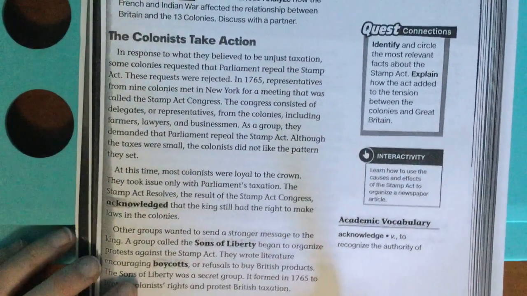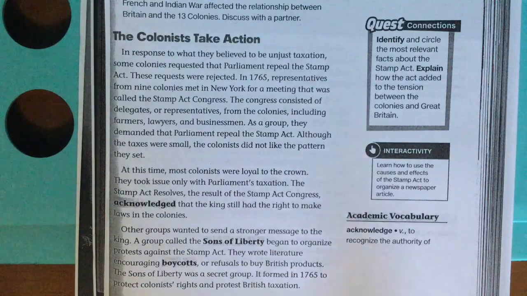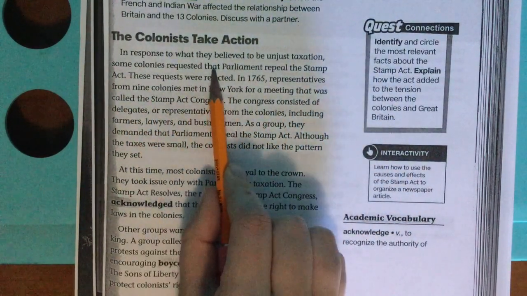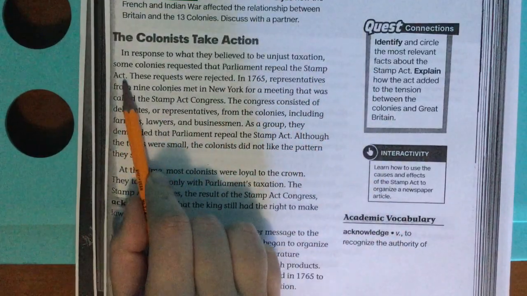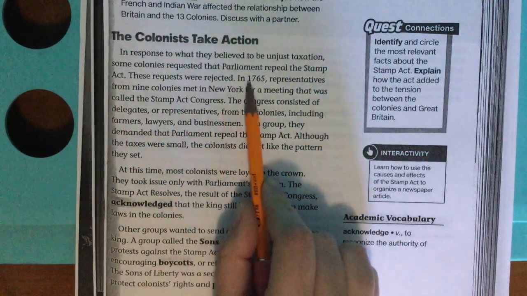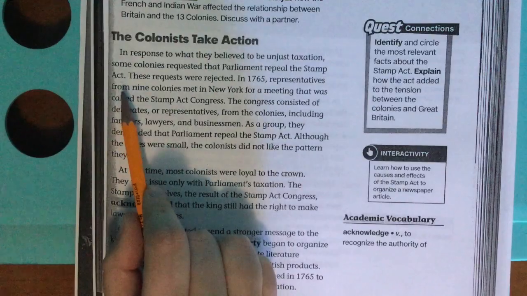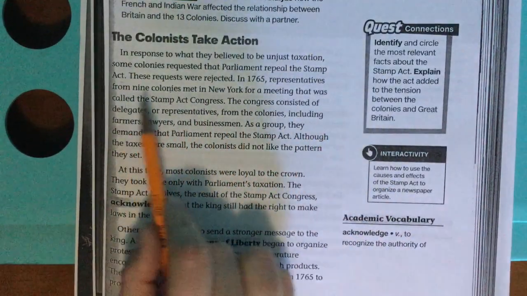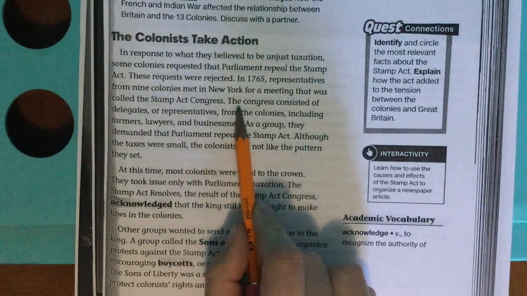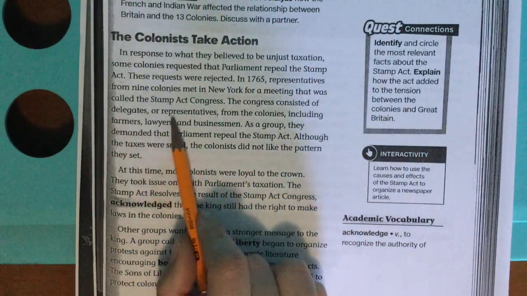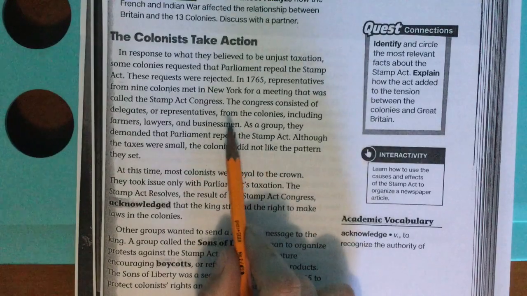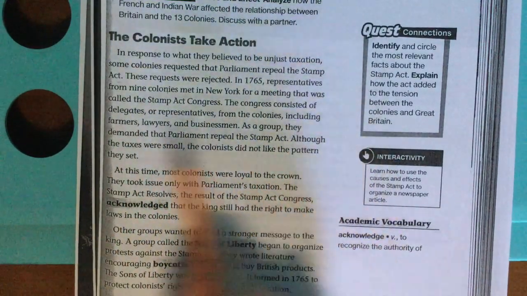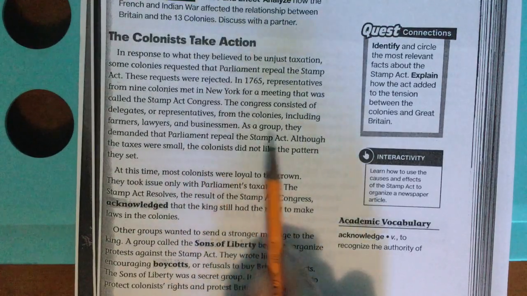The colonists take action. In response to what they believed to be unjust taxation, some colonies requested that Parliament repeal the Stamp Act. These requests were rejected. In 1765, representatives from 9 colonies met in New York for a meeting called the Stamp Act Congress. The Congress consisted of delegates, or representatives, from the colonies, including farmers, lawyers, and businessmen. As a group, they demanded that Parliament repeal the Stamp Act.